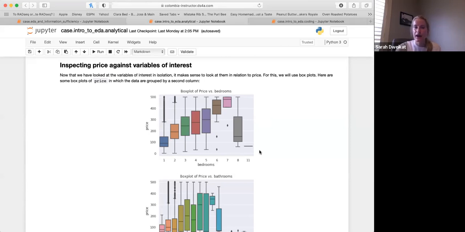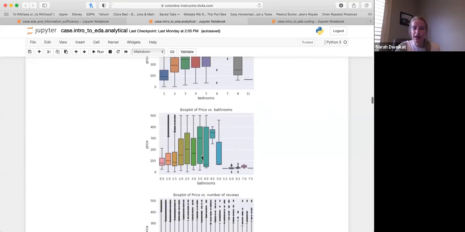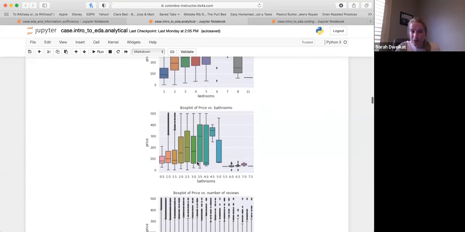One of the main things you look at, oh yeah, it looks like it was covered in your last lectures. Perfect, so it's just a brief refresher. We're going to look at the median, looking at trends and also how variable each thing is. So we have price versus bedrooms. Then we have number of bathrooms versus price, or price versus bathrooms.